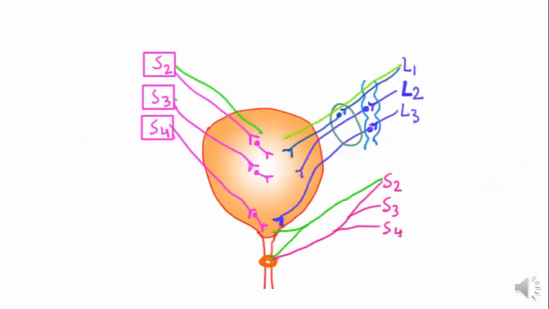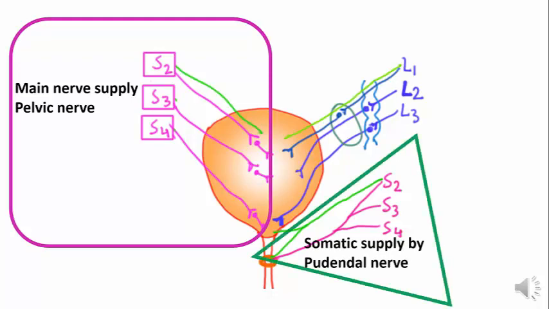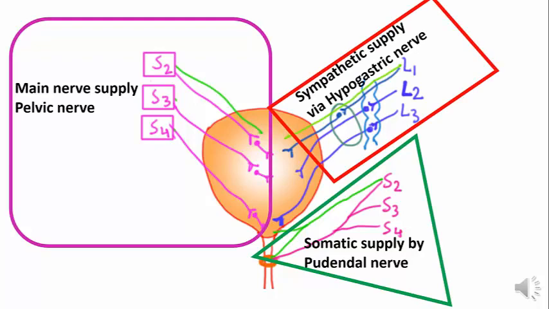Let's see the overview of the nerve supply of the bladder. The main nerve supply is the pelvic nerve via sacral segments S2, S3, S4, and the second nerve supply is the somatic supply by the pudendal nerve via the same S2, S3, S4 segments, and the third type of nerve supply is the sympathetic supply via the hypogastric nerve and via the spinal segments, that is lumbar segments L1, L2 and L3.